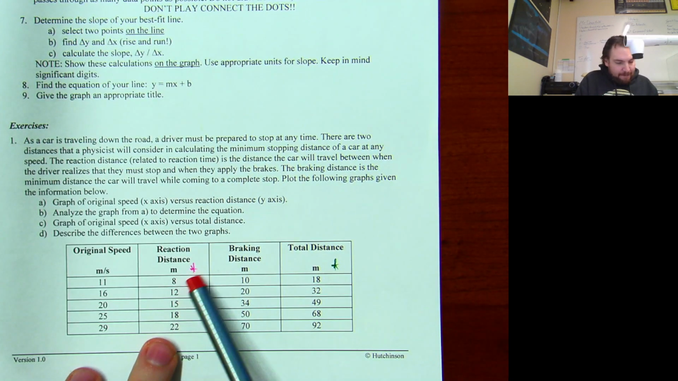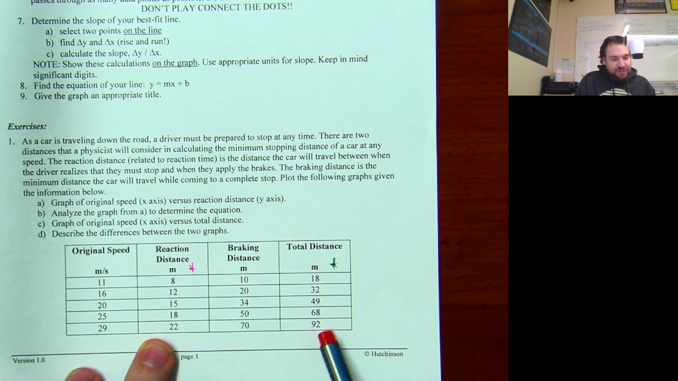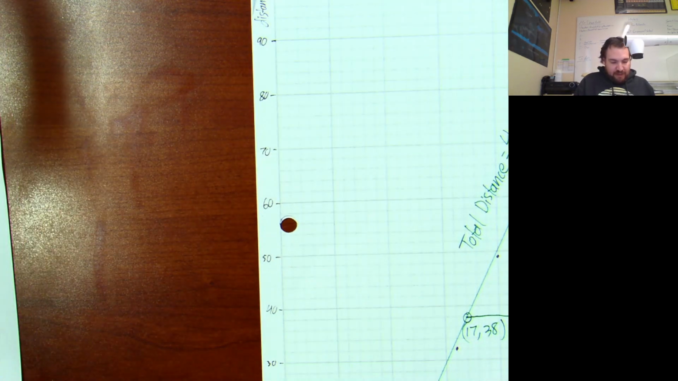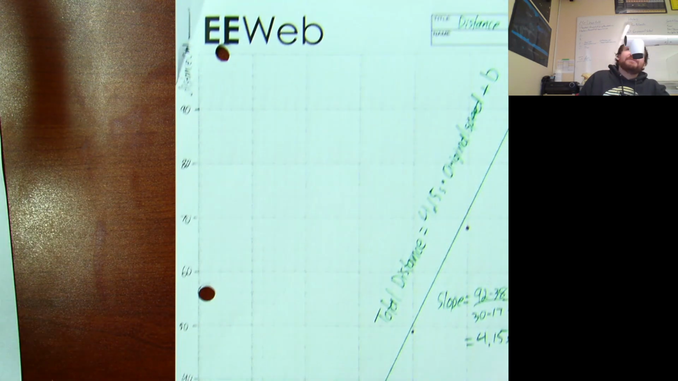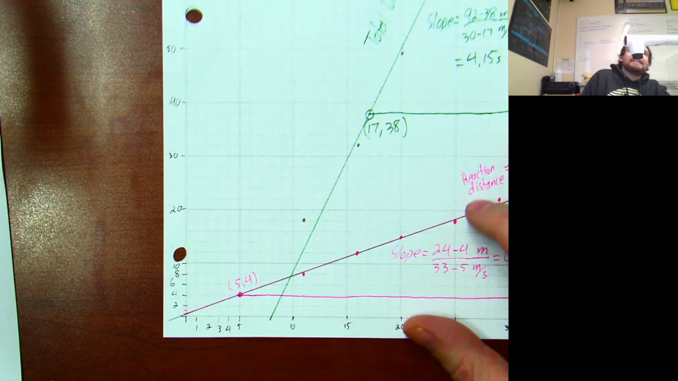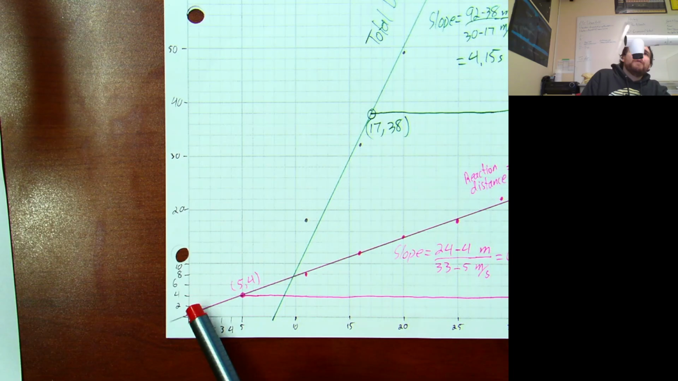Now, the reaction distance here goes from 8 to 22. The total distance here goes from 18 to 92. So I wanted a graph that went from 0 on the low end up to 100 on the top end. And if you would have noticed, there's actually 50 lines that go top to bottom. So what I did was I made my scale go up by 2 for each line.